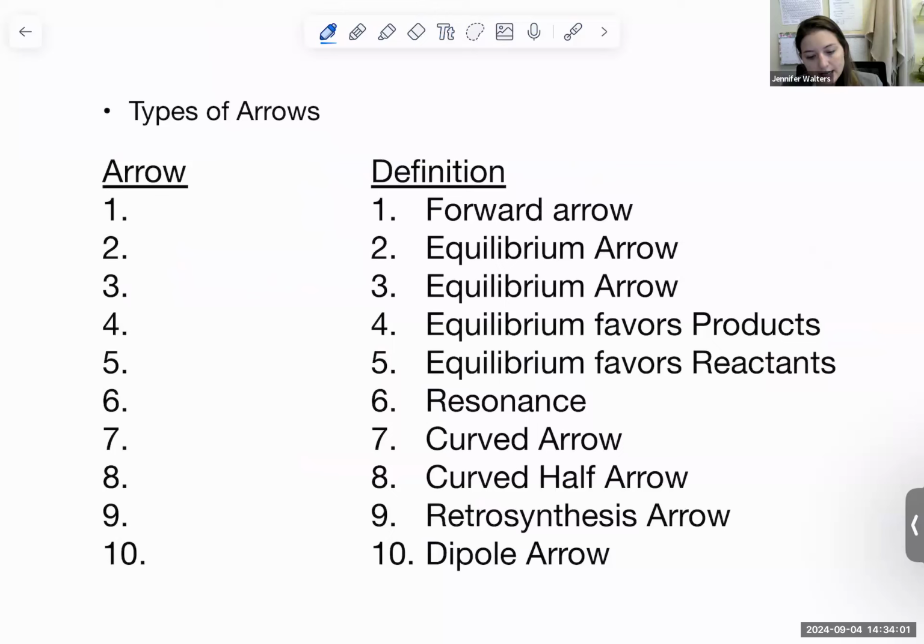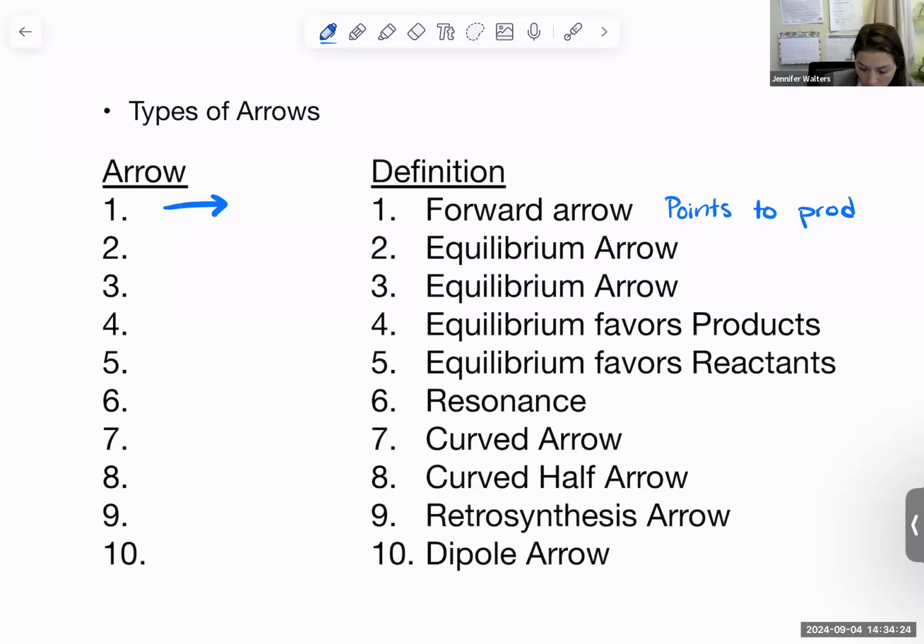The last key aspect that we need to talk about is going to be our arrows. Our arrows are going to be a part of our vocabulary. It is going to be like a part of our alphabet. So our forward arrow is the single-headed arrow. This is the one that points to the product.